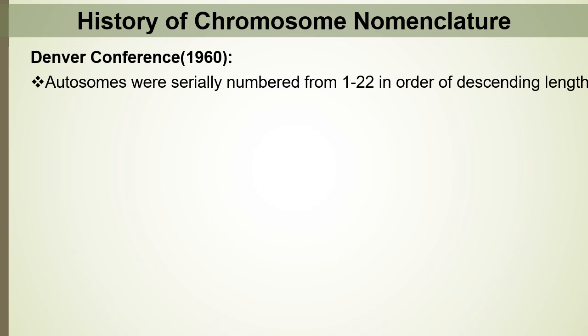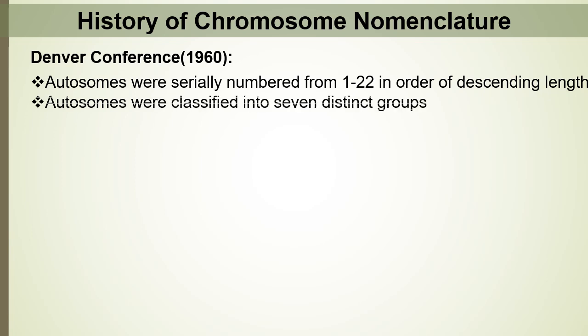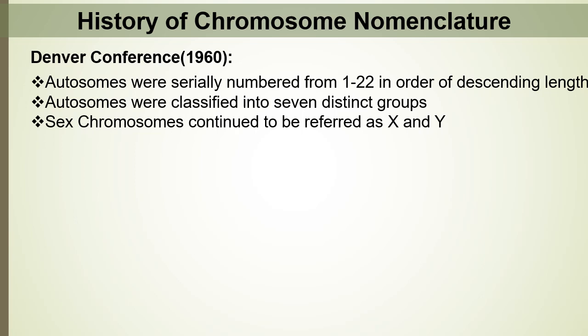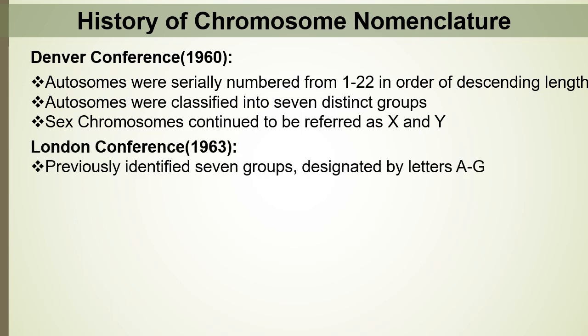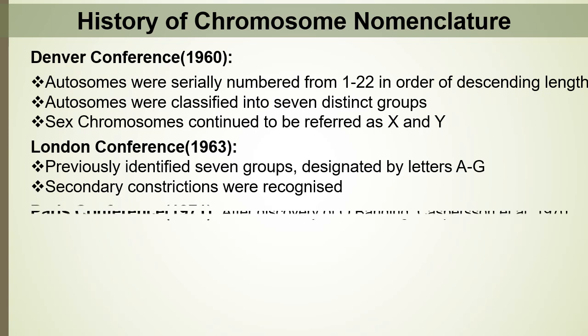Autosomes were serially numbered from 1 to 22 in order of descending length. These autosomes were classified into 7 distinct groups. The sex chromosomes continued to be referred to as X and Y. In the London Conference in 1963, the previously identified 7 groups were designated by letters A to G. Secondary constrictions were also recognized.